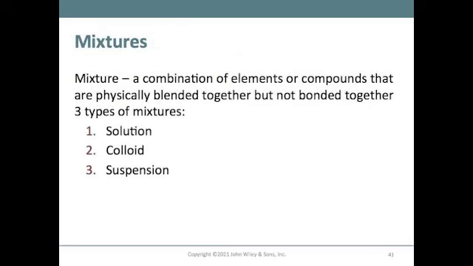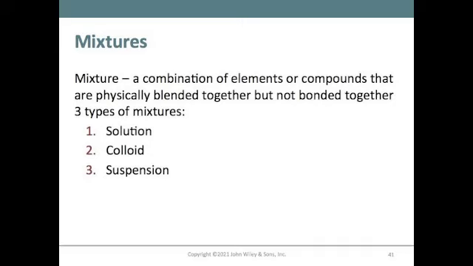Moving on to mixtures. A mixture is a combination of elements or compounds that are physically blended together but not bound by chemical bonds. For example, the air you breathe is a mixture of nitrogen, oxygen, argon, and carbon dioxide. And then there are three common liquid mixtures. Those are solutions, colloids, and suspensions. So concerning a solution, once mixed together, solutes in the solution remain evenly dispersed among the solvent molecules.